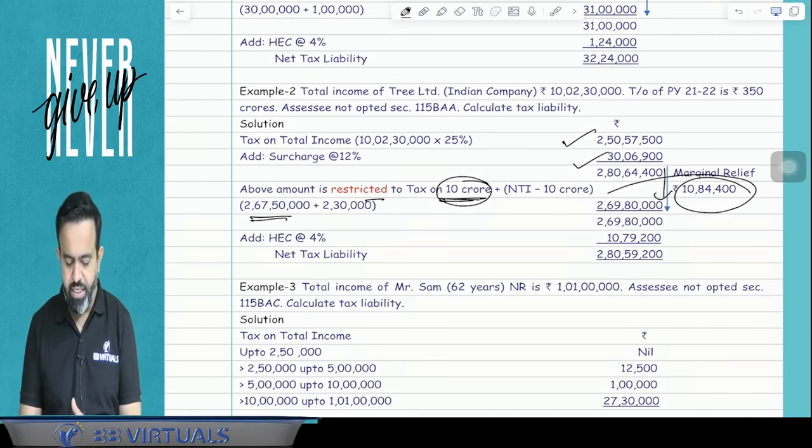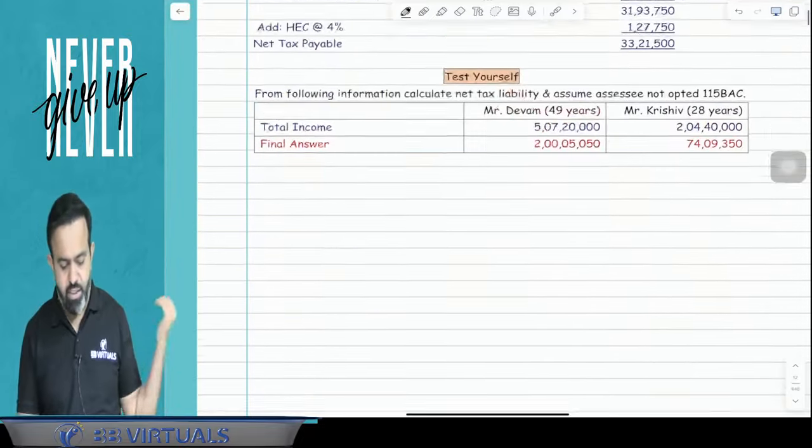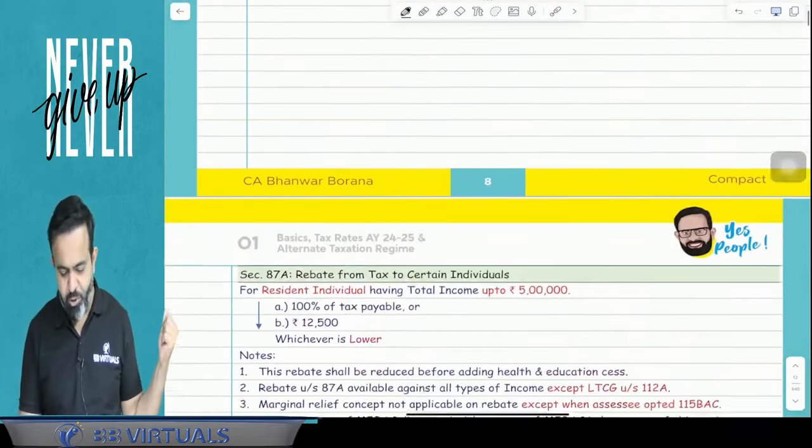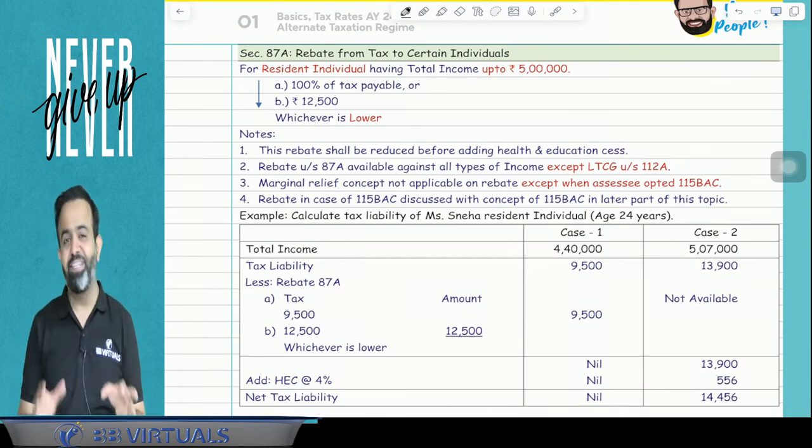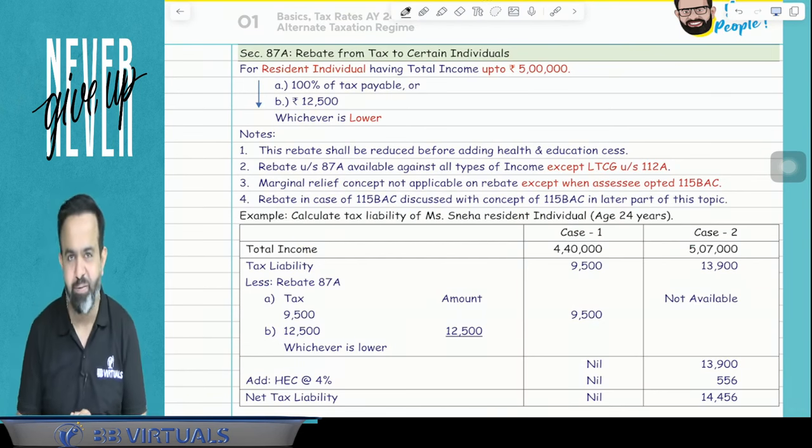You got my point or not? Yes. After that, example number 3, 4, 5, you can do it at your home. Now next part is section 87A. 87A is related to the rebate for certain individuals.